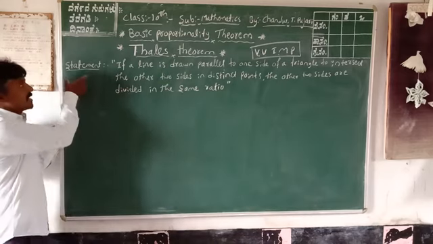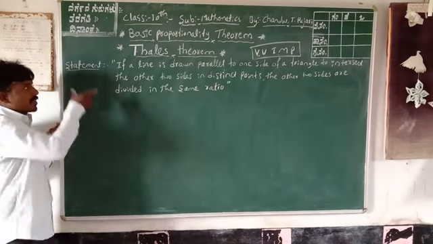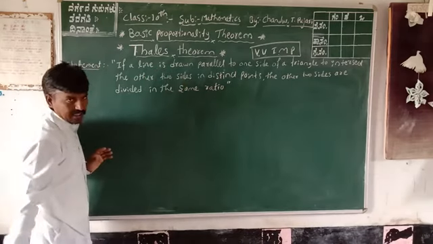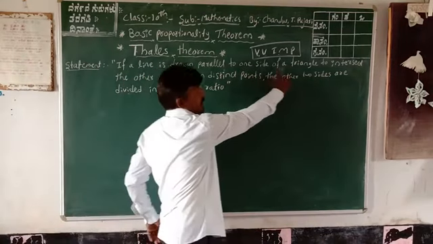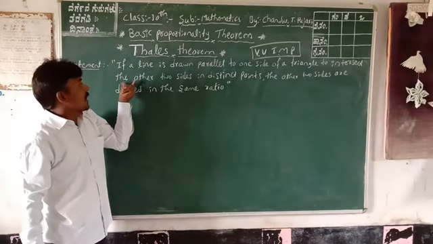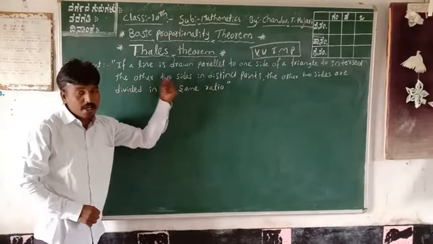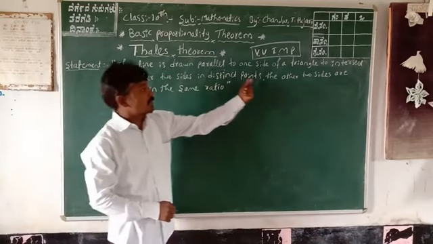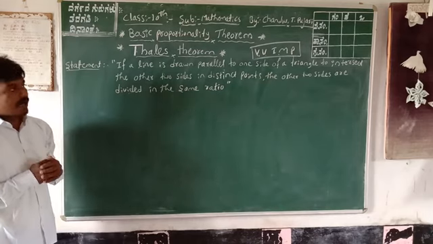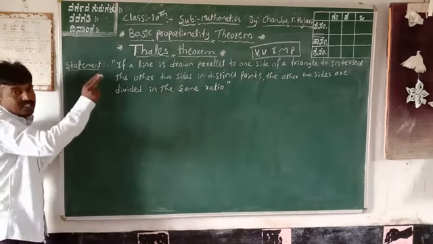First of all you write the statement. The statement is: if a line is drawn parallel to one side of a triangle to intersect the other two sides at two distinct points, then the other two sides are divided in the same ratio. Okay, the first step is the statement.